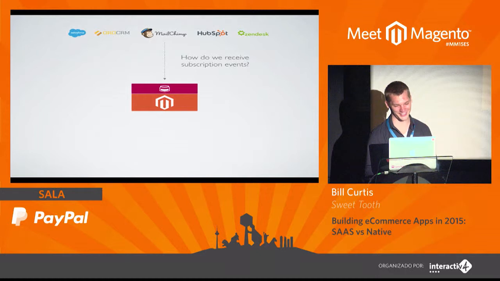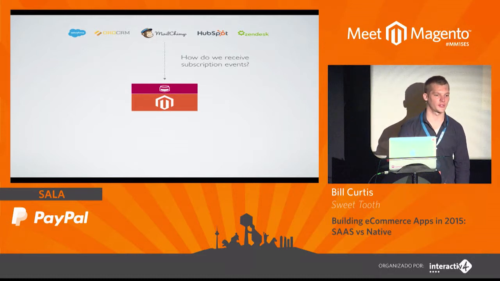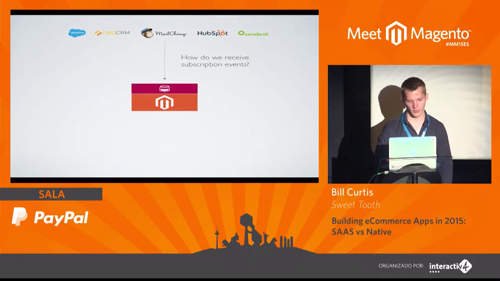So we'll revisit that later. The second use case is merchants want to reward customers for subscribing to certain newsletters in MailChimp. So now the challenge is, how do we, Sweet Tooth on Magento, know about events that happen in MailChimp?